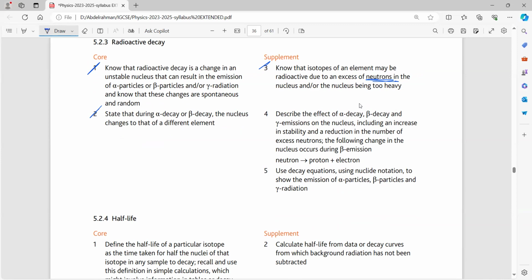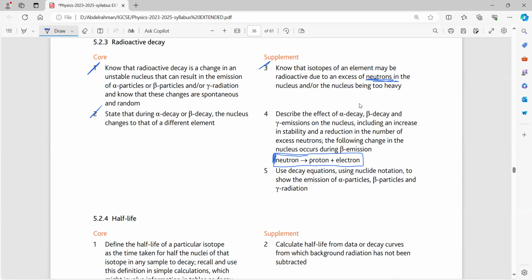Instability, the reduction of the number of excess neutrons. The following change in the nucleus occurs during beta emission. What happens in beta emission? The neutron splits into a proton and an electron. That's why when a beta is produced, the number of protons increases by 1, the number of neutrons decreases by 1, but the total mass number remains the same.